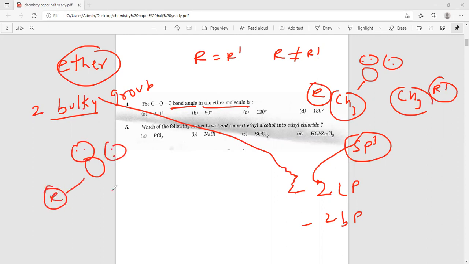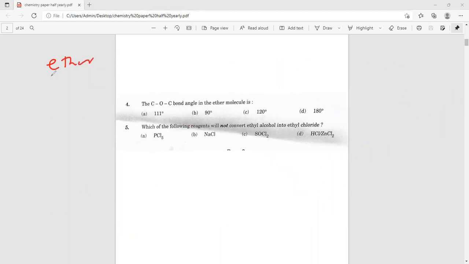Right? So two bulky groups are there, because here repulsion dominates between R and R dash. Then the bond angle will be increased. In the normal sp3 case, the bond angle is 109 degrees 28 minutes. But in case of ether, two bulky groups are there, then the angle will be slightly increased, and the angle will be 101 degrees. So the first is the right answer.